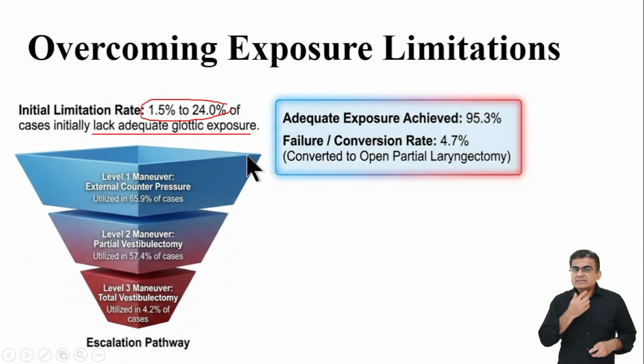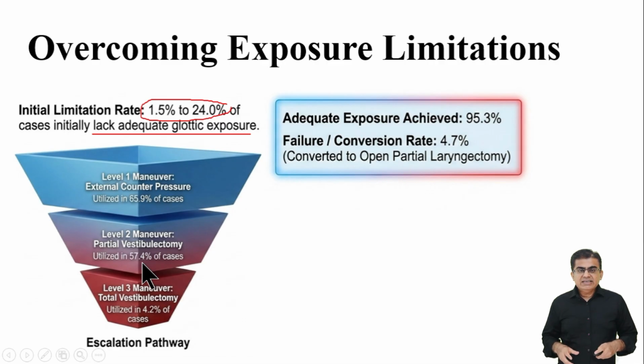Level 1 is applying simple external counter pressure directly on the patient's neck. We utilize this very basic maneuver in nearly 66% of our cases. If that is still not enough, we move down to level 2, which is partial vestibulectomy. This means we deliberately, safely excise a portion of the false vocal cord so we can clearly see the true vocal cord below it. We rely on this specific technique in about 57% of our difficult cases.